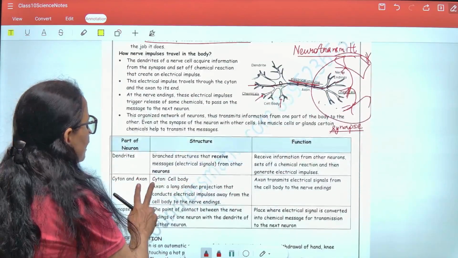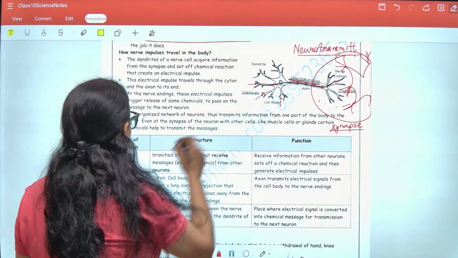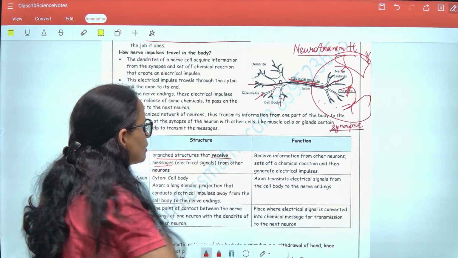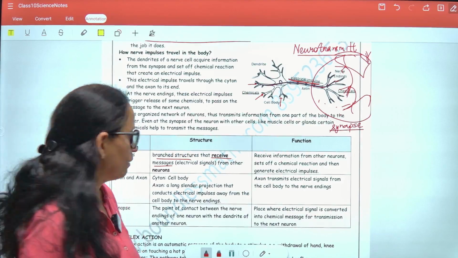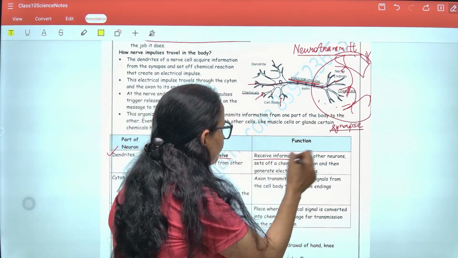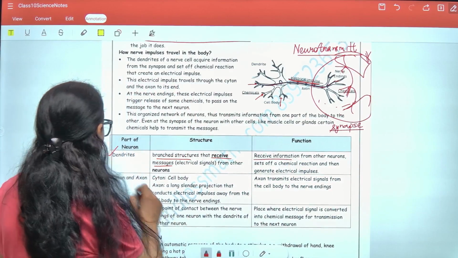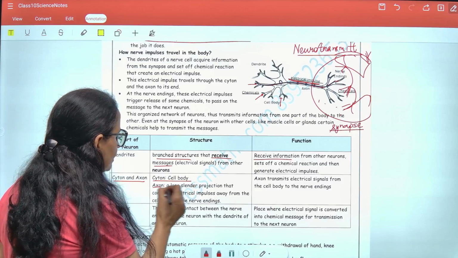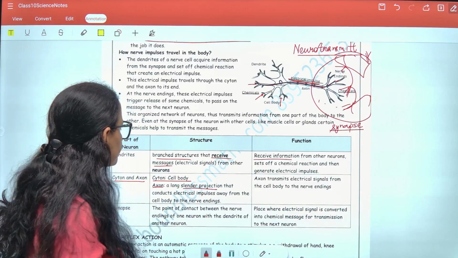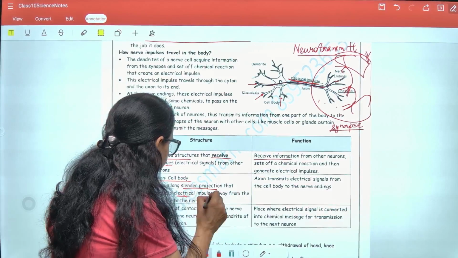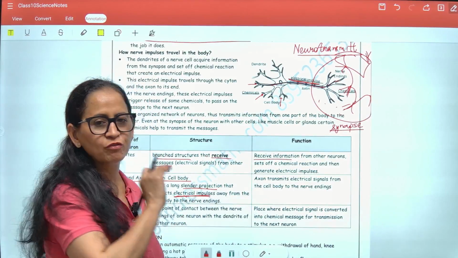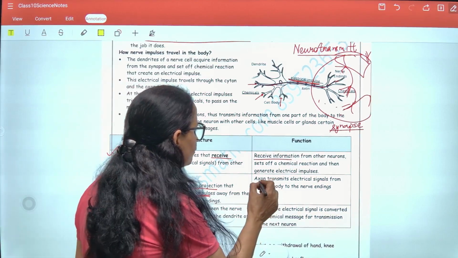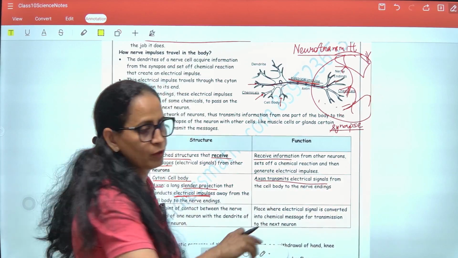Now what are the different parts and what are their functions? We understood that dendrites are the branch structures that receive messages from other neurons in the form of chemicals. Their function is to receive information. Next is the cyton and the axon. So cyton is the cell body, axon is the elongated part that conducts electrical impulses. Within the neuron, information is passed in the form of only electrical impulses. So axon transmits electrical signals from the cell body to the nerve endings.